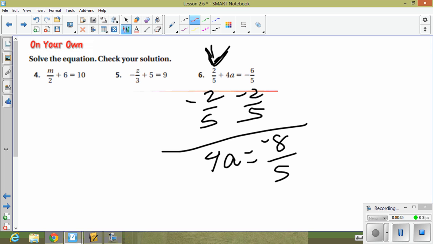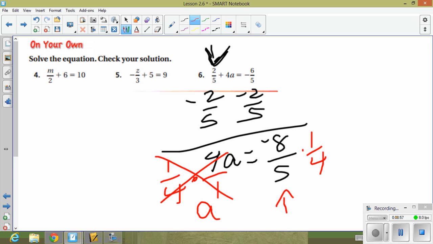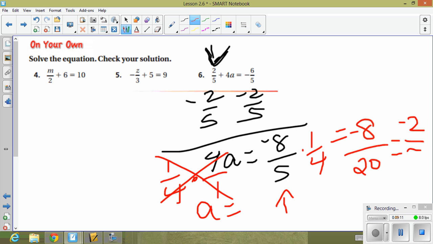Then I can divide both sides by 4, or I can multiply by the reciprocal, 1 over 4. Now the reason why I want to do this is because this number here is a fraction. Okay, so these reduce, leaving me with a equals. Those of you who hate cross-reducing, we get negative 8 over 20, which reduces to negative 4 over 10, which reduces to negative 2 over 5. Final answer.